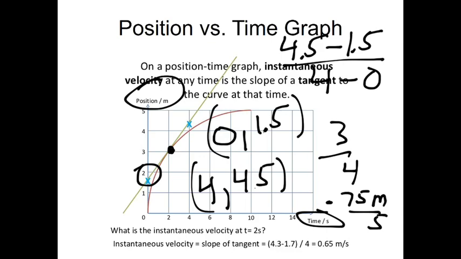So to find the instantaneous velocity from a position time graph, you draw a tangent line to the point of interest. You find the slope of the tangent line at that point. That will give you the exact speed at that moment in time. That's the instantaneous velocity.